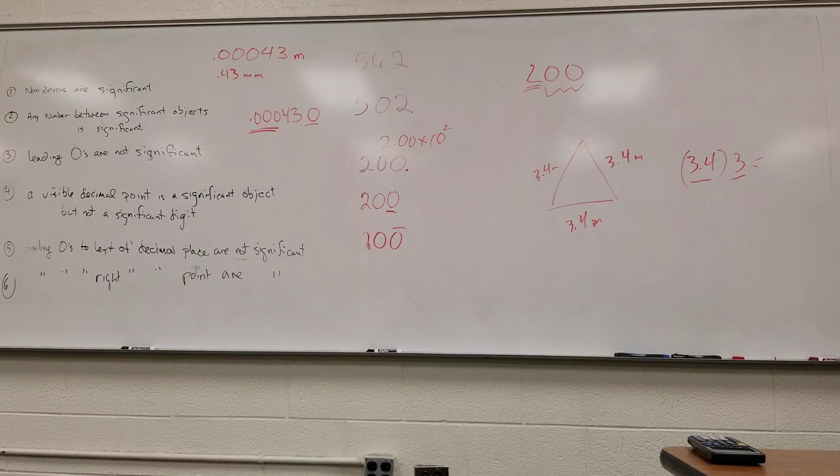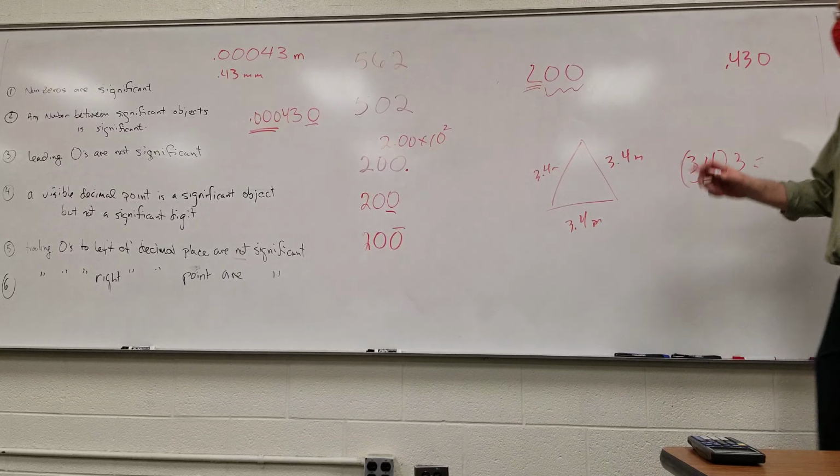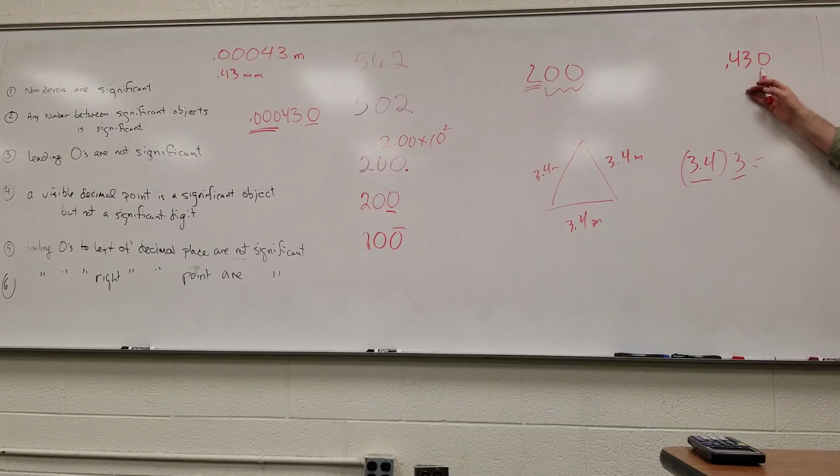So I have one more example. If you have like 0.430, then wouldn't the significant figures be 3? Yes, it would. But wouldn't that go up against number 5? Number 5 is for the zeros to the left of the decimal place. This is to the right of the decimal place. This is rule number 6.